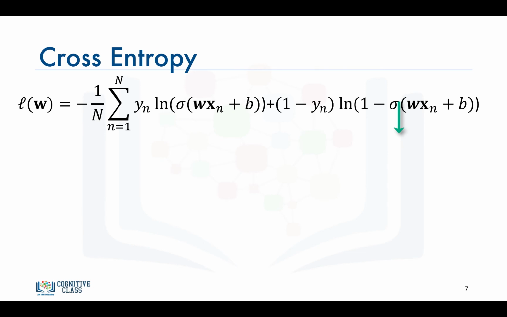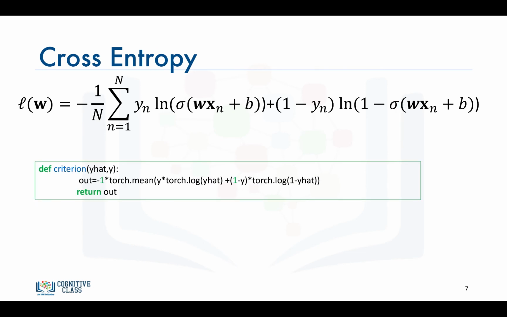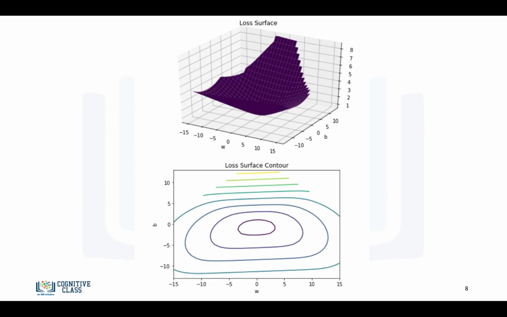So here's the actual expression, and we can implement it in PyTorch as follows. And it looks something like this. And there are contours all over the plot surface. And that's it.